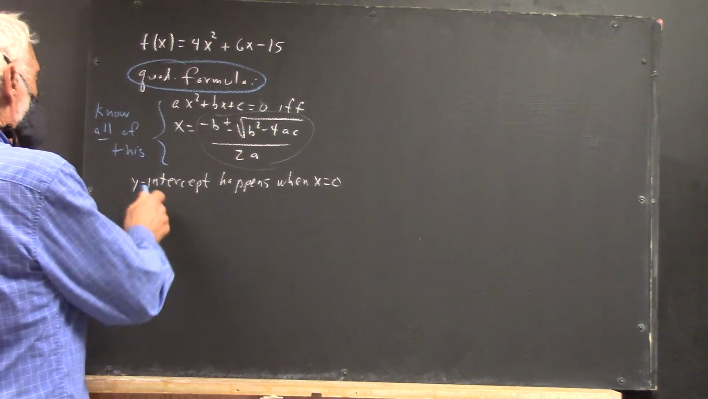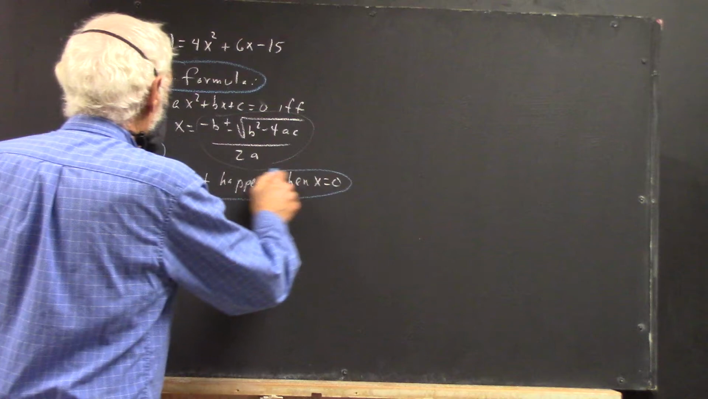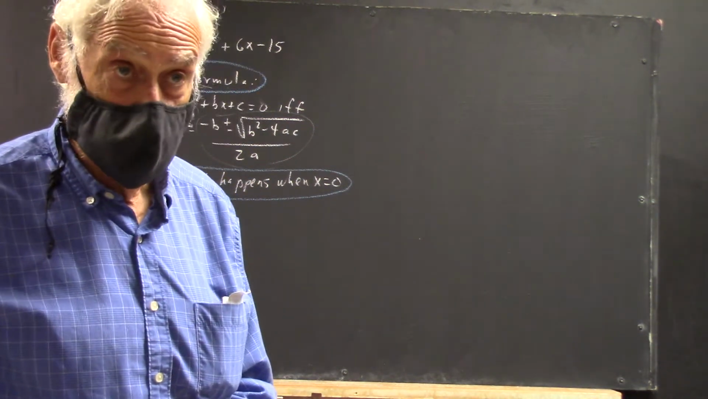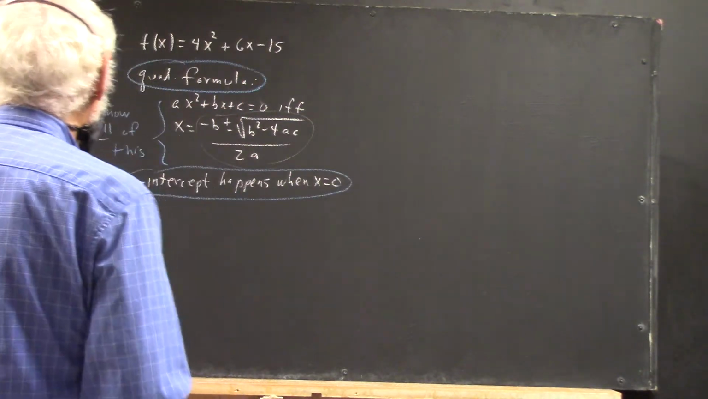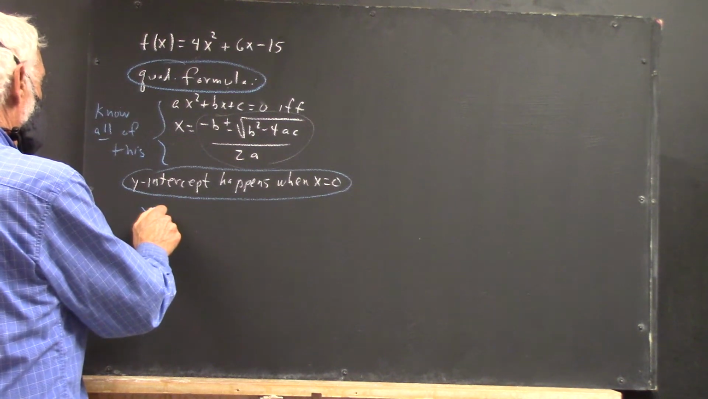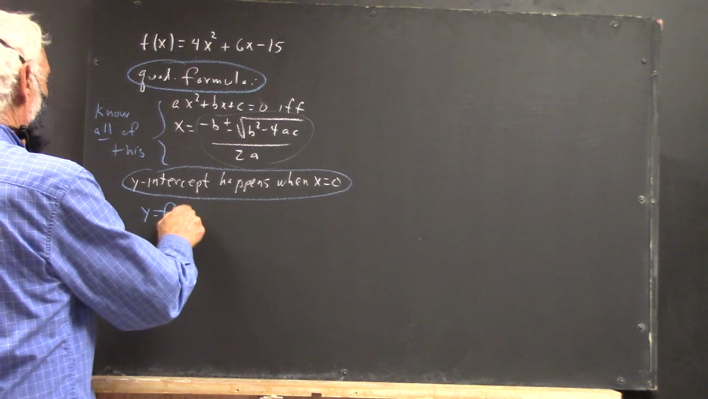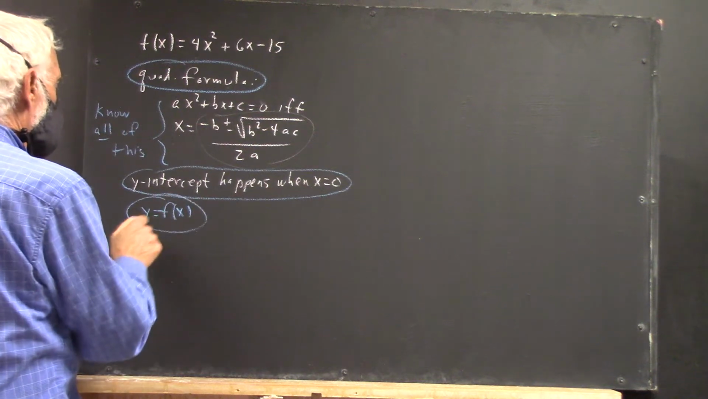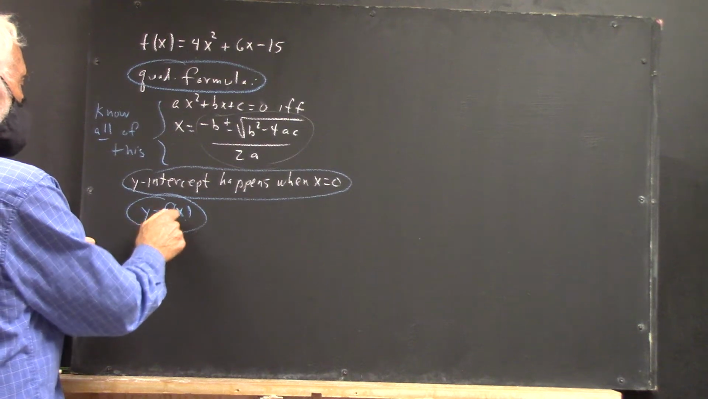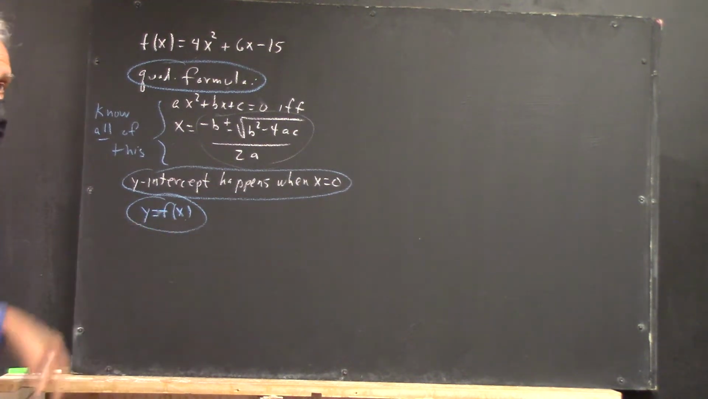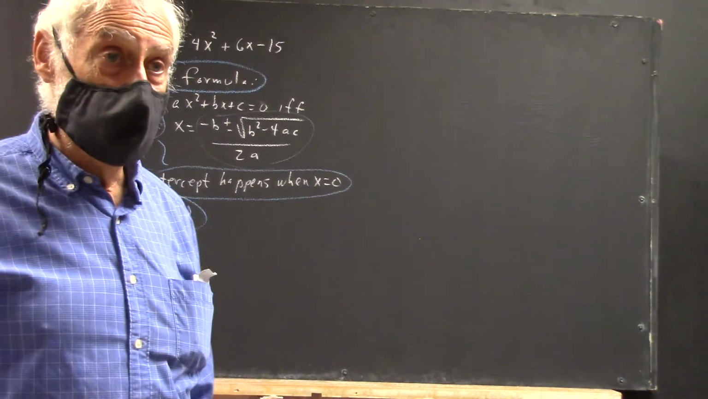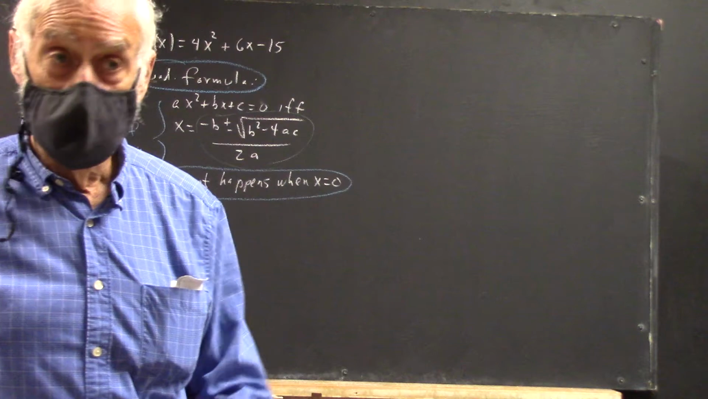Then the y-intercept happens when x equals 0. Also, when we graph this, we're graphing y equals f of x. Well, that made it worse, didn't it? But there it is. So these things in blue are things that you just have to totally understand and do if you do a few of these problems by hand.